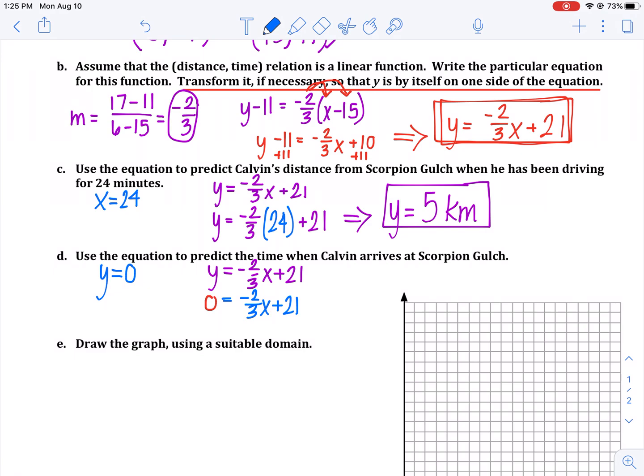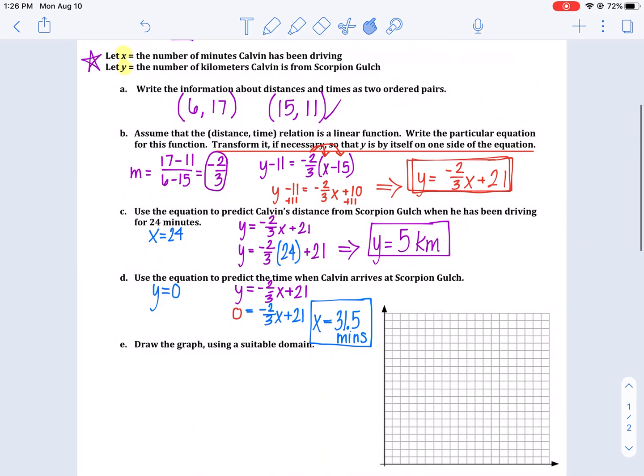So you would subtract 21 over, you would divide by negative 2/3. So I'm getting, over here, x is going to equal 31.5 units. So 31.5 minutes. Okay, all you're doing is solving for x in that problem.